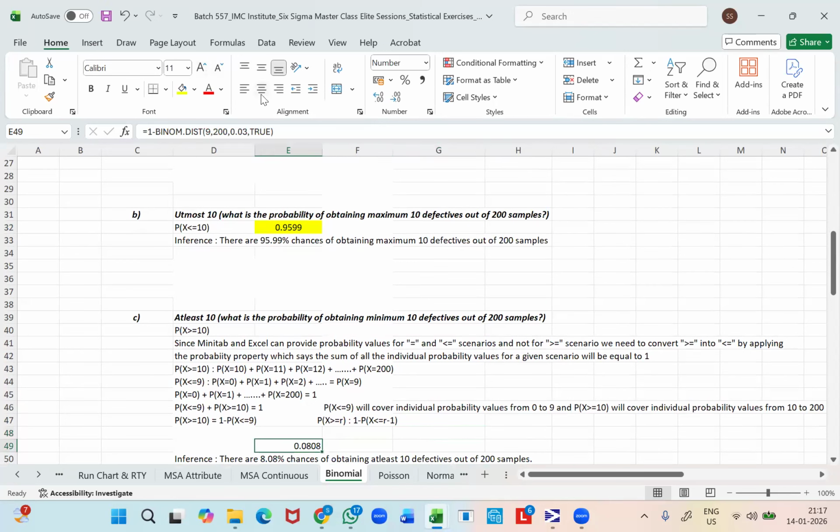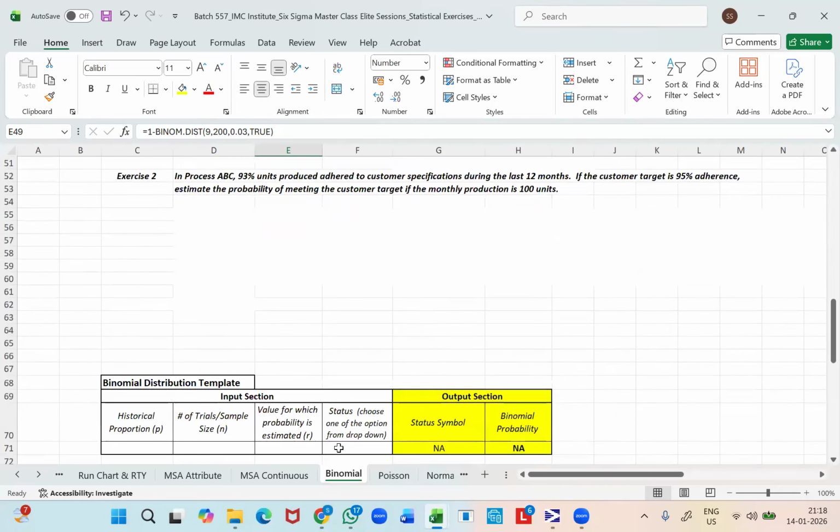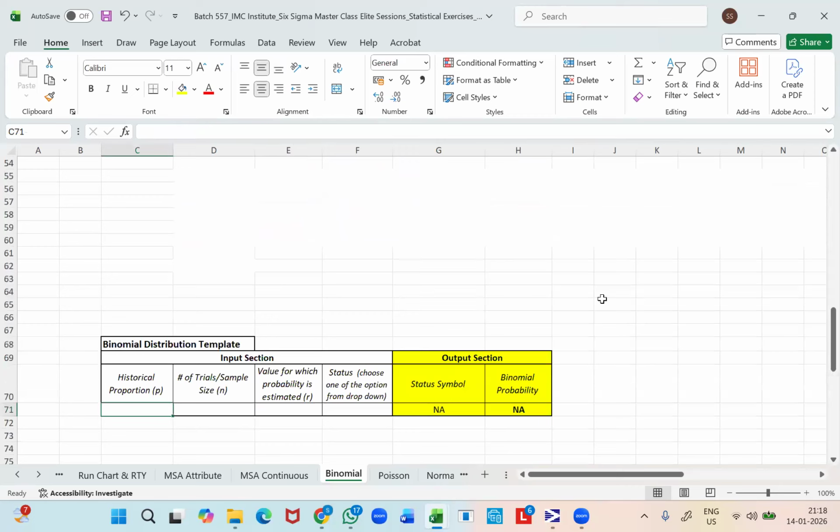So sometimes Excel is much better than Minitab, right? In Minitab, we can only get the answer for P of X less than or equal to 9, so we need to come to Excel and then subtract that value from 1. Whereas in Excel, we can write the formula straight away, 1 minus binom.dist, and obtain the final answer. So in our template, it is going to be very, very easy. So just understand how to input the values in the template, right? The template is given right below, for a couple of exercises that we are going to solve under binomial distribution.